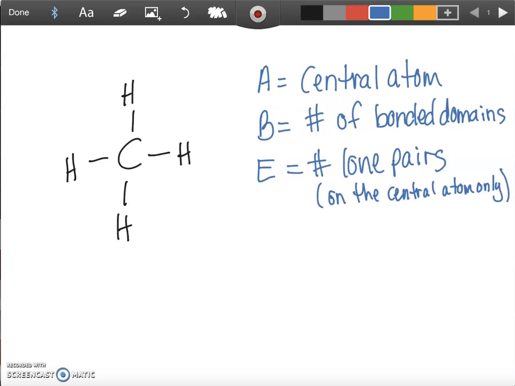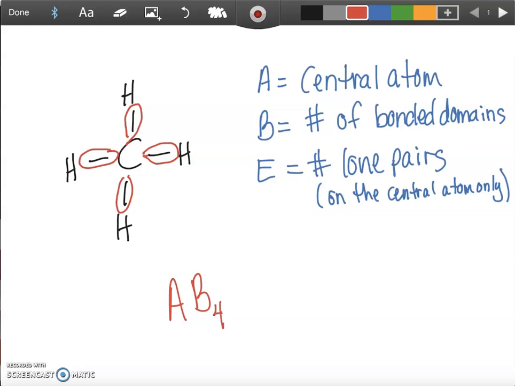It's the number of lone pairs on the central atom only. Alright, let's go ahead and write a type notation for methane, CH4. The central atom is C, so automatically we have an A in the type notation. Then we need to look at the number of bonded domains, or how many things are actually bonded to that central atom. I have a bonded domain here, here, here, and here. That's 4 bonded domains. So this is AB4 so far.